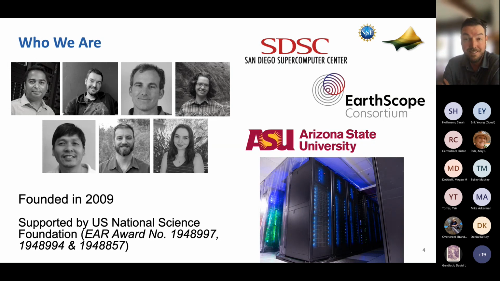OpenTopography was founded in 2009, and it's a collaboration between teams at the San Diego Supercomputer Center, which is a computing facility at the University of California, San Diego, and EarthScope Consortium, which is where I work. This is a primarily National Science Foundation funded facility that supports geophysical research of all kinds for the academic community. And then we have collaborators at Arizona State University. The folks shown here are the team.